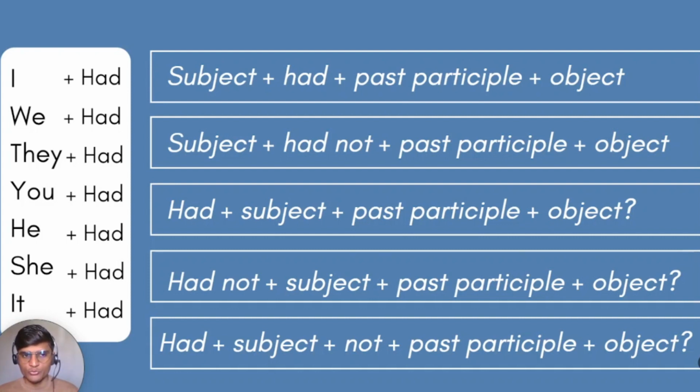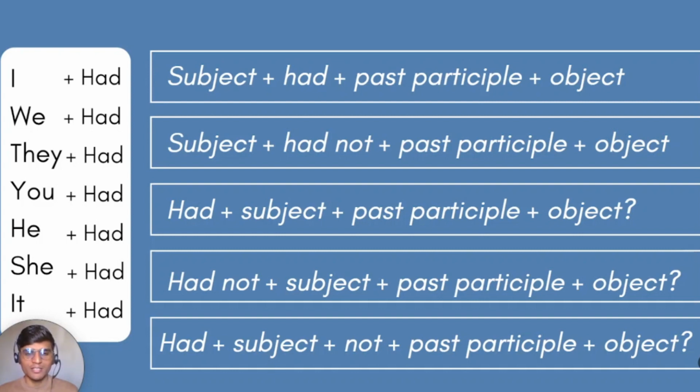Whatever the subject, you are going to use only had: I had, we, they, you, he, she, it, right? Always you are going to use had. It doesn't matter whether you're talking about one person, two people, or a lot of people, you always use had with past perfect tense.